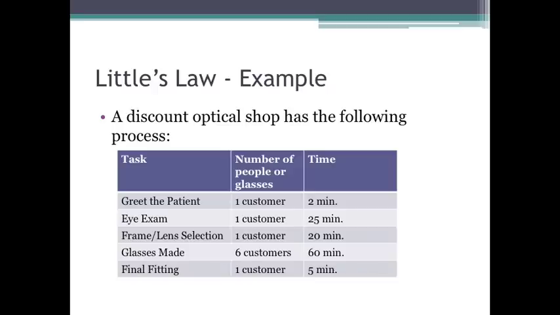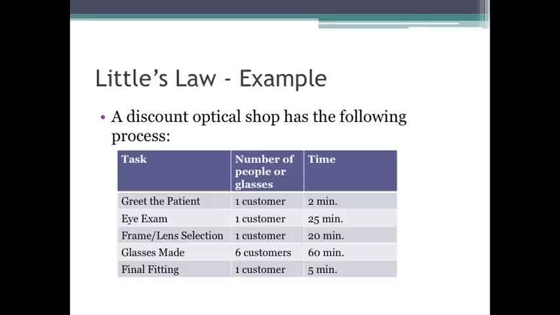Now, let's take an example process. Here we have a discount optical shop. So we have 5 steps. First, we greet the patient, and that takes a grand total of 2 minutes. We get the customer's information, write it down, take insurance information, all of that fun stuff. And then we have the eye exam. Now, the eye exam takes 25 minutes, and we can work on one customer at a time.